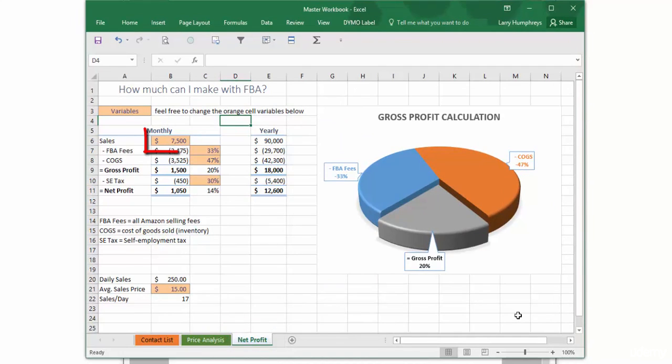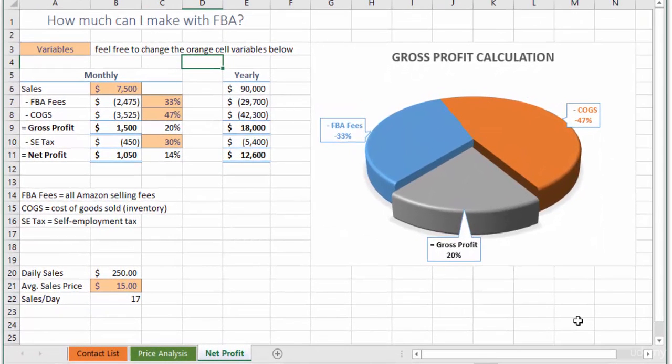You'll see several orange cells which are variables, meaning that you can change these cells to perform different what-if scenarios. For example, say you want to generate an extra $1,000 a month of disposable income. Using these estimates of monthly sales of $7,500, with Amazon fees costing 33% of sales, and your cost of goods representing 47% of your sales, and add on the self-employment taxes of 30%, this would generate $1,050 in net profit, or over $12,000 a year.